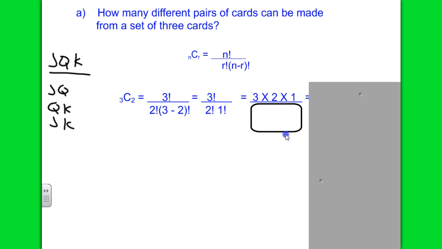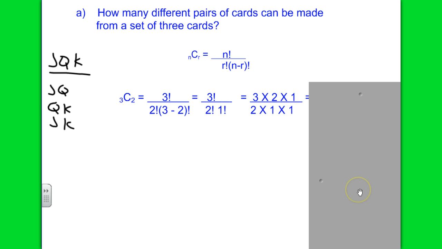Good. 3 times 2 times 1. And now we need 2 factorial. It's 2, or 2 times 1, you could say. And then 1 factorial, we said, is 1. And so sometimes we kind of ignore the 1s because we have these other factors.